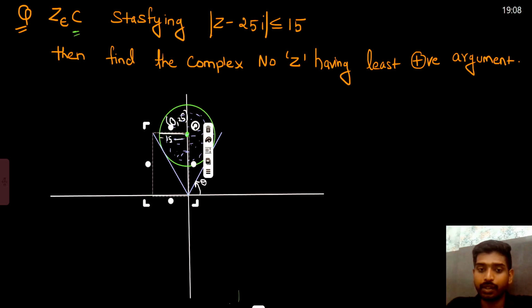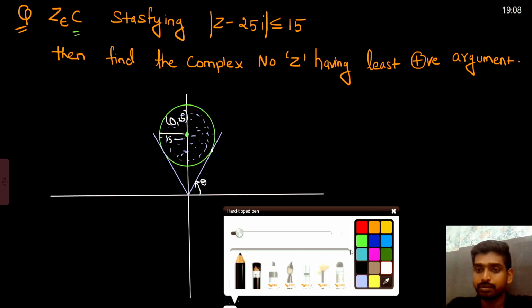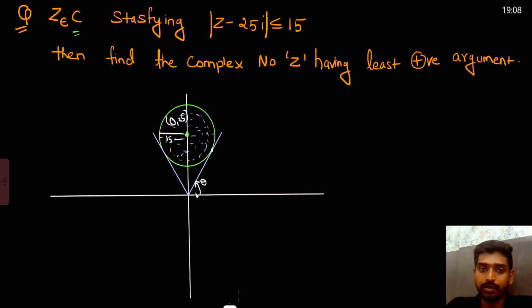This is the argument of this complex number. For any other complex number, if I join it with the origin, the argument will be bigger. So the line coming from the origin which is tangent to the circle in the first quadrant will give the complex number having the smallest positive argument. Got it? So we have to find this complex number z. This is our required point.